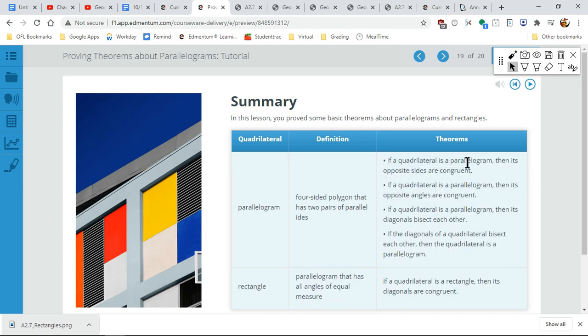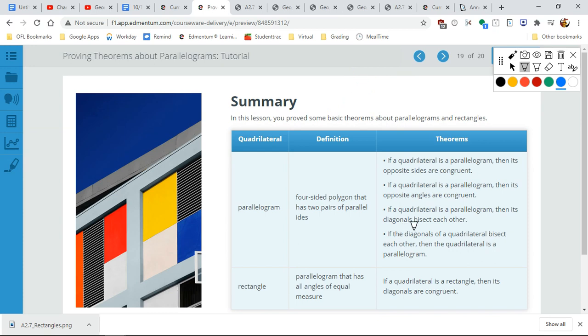So, these theorems all apply to parallelograms. If a quadrilateral is a parallelogram, then its opposite sides are congruent. If a quadrilateral is a parallelogram, then the opposite angles are congruent. So opposite sides and opposite angles in a parallelogram. If a quadrilateral is a parallelogram, then the diagonals bisect each other. That one is a little more nuanced, this idea that they cut each other right at the midpoint.